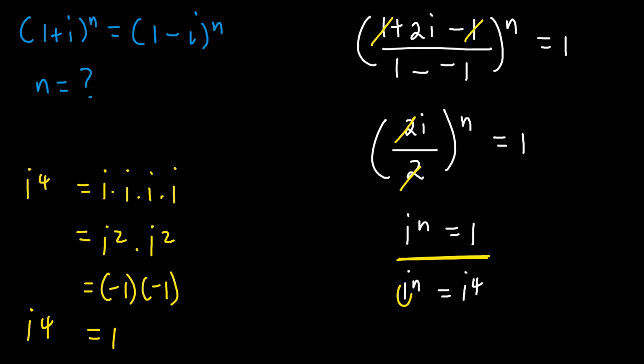And as you can see, the base on the left hand side is the same as the base on the right hand side, so we can equate the exponents. So this will give us n equaling 4, and that's our answer. Therefore, that's how you can solve such an exponential equation.